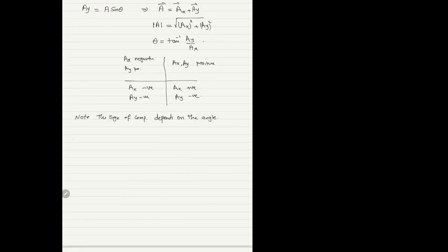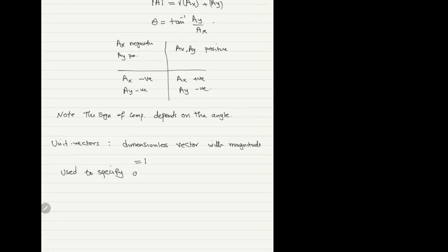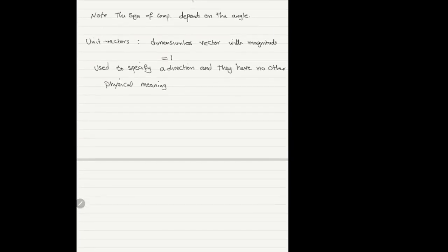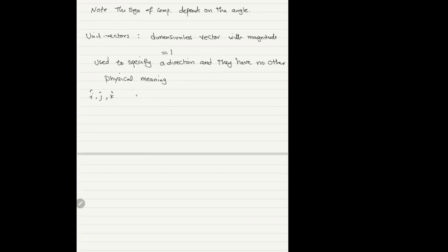Let's identify the unit vectors. Unit vectors are dimensionless vectors with magnitude equal to 1. They are used to specify direction, and they have no other physical meaning. The symbols for unit vectors are i hat, j hat, k hat. Some other textbooks adopt x hat, y hat, z hat, but in our lecture we'll adopt i, j, k.